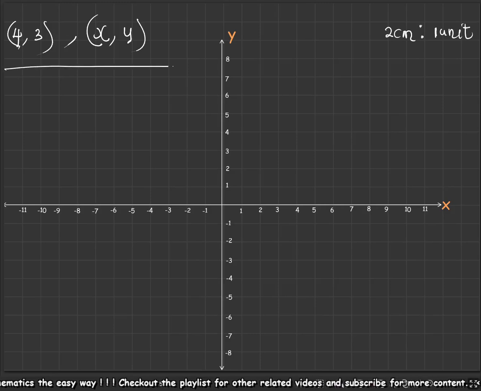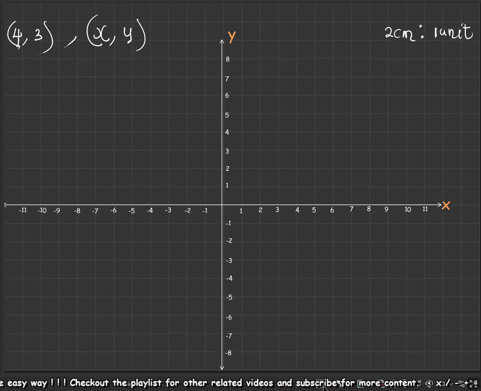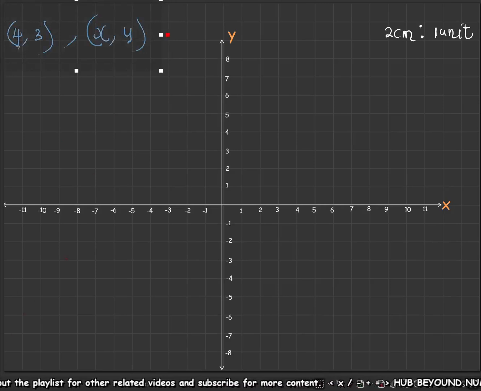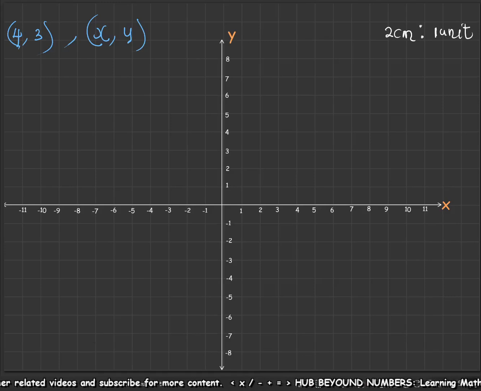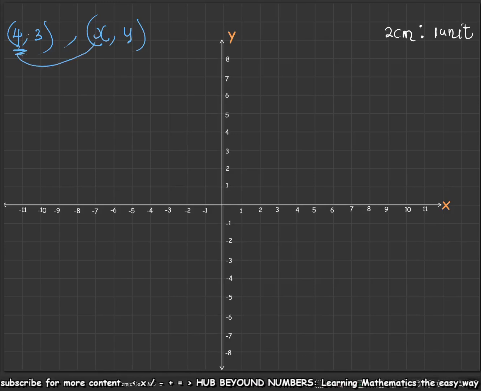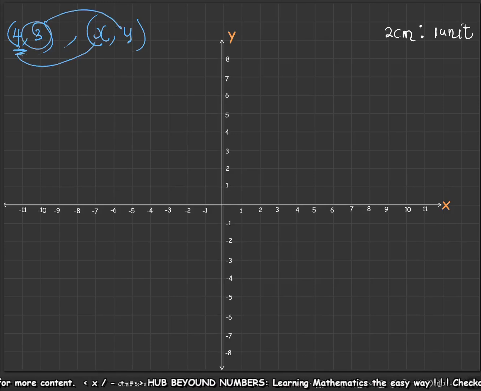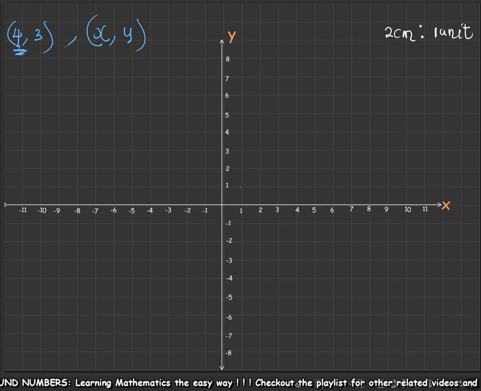And always your first number would be for the y-axis. Sorry, it would be for the x-axis. Take note, your first number would always be for the x-axis, and then the second one goes for the y-axis. So from your origin, which is this point here in the middle, anytime you see a positive number, you are always going to move to the right. That is on your x-axis.